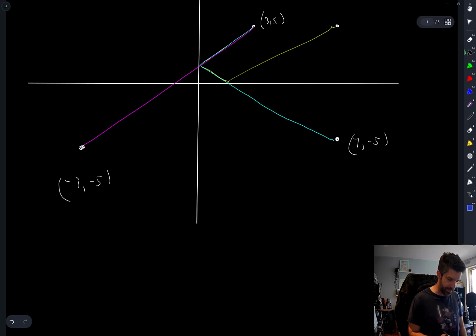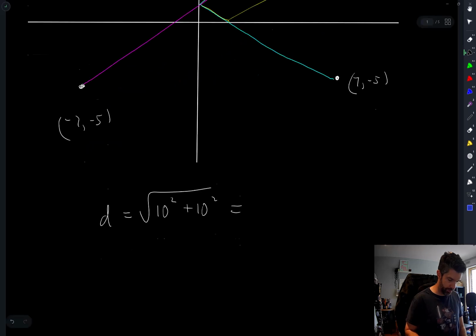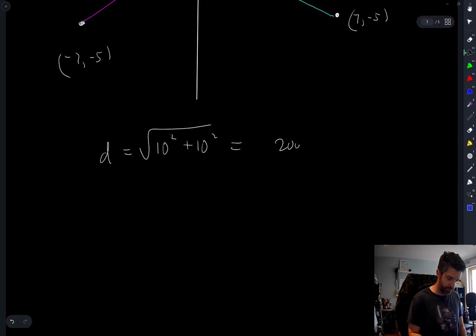So that should be, distance is equal to the square root of 10 squared plus 10 squared. So that's the square root of 200, which is 10 root 2. I hope that's the right answer.